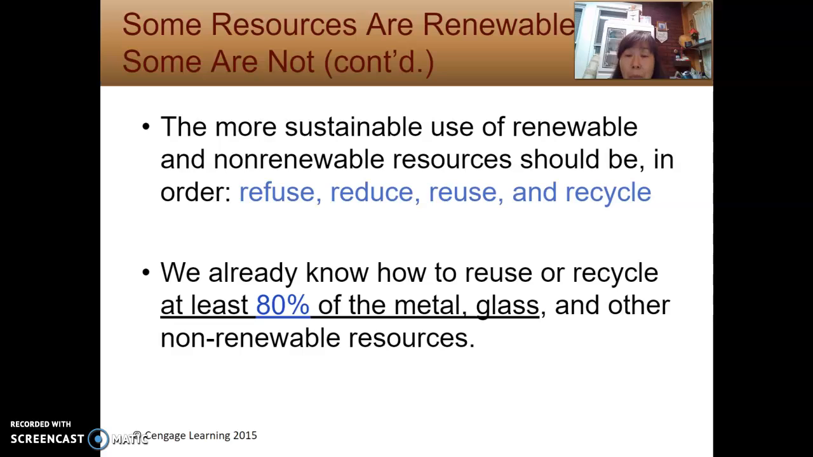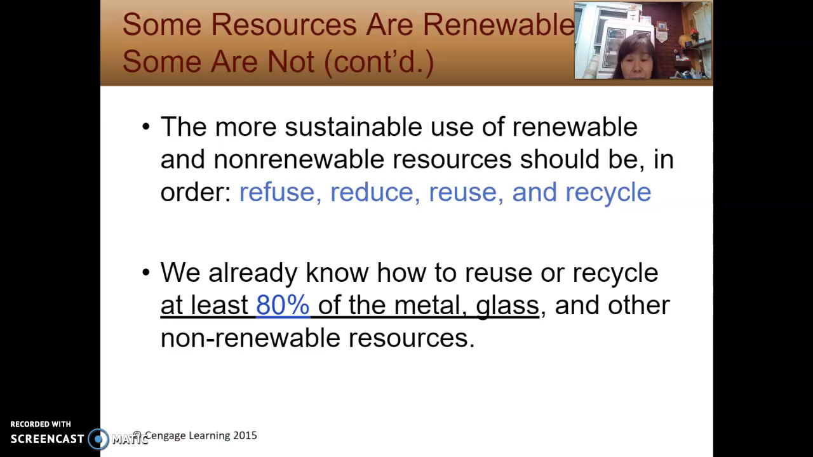And then the more sustainable use of renewable and non-renewable resource should be follow this sequence. You needed to know for your test and for your quiz. First one is refuse, even don't buy it. And then reduce what you use. And then eventually reuse what you already have. And then lastly, recycle.